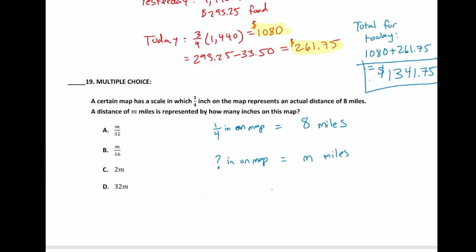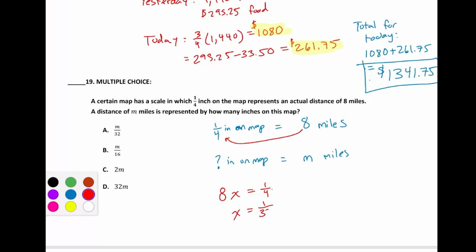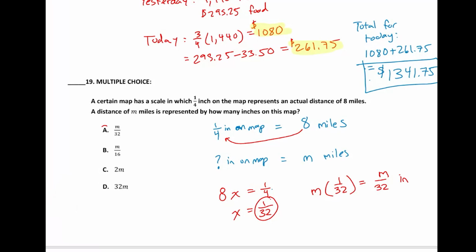So I think the easiest way to answer this question is to figure out what do I need to multiply, or really divide, 8 by to get 1/4. In other words, 8 times what scale factor, I'll just call it x for now, equals 1/4. And so the way to get that is to divide both sides by 8. And so we get 1/4 divided by 8 is going to be 1/32. So this is going to be the scale factor to go from 8 miles to 1/4 inches. So over here, I've got m miles times 1/32 gives me m/32 inches. So our answer here is A.